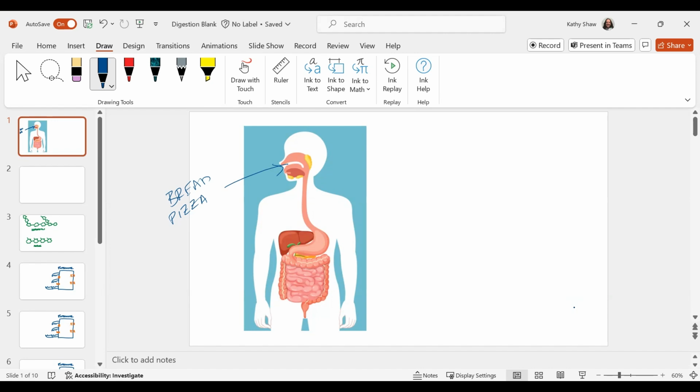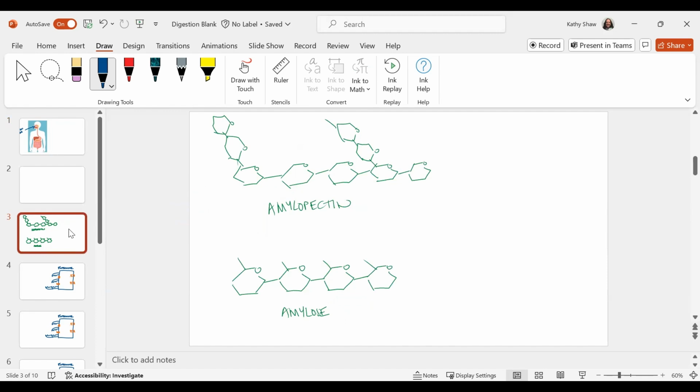But before we can talk about breaking them down with enzymes, we have to talk about what they are and exactly what the structure is. Primarily what we're going to get from bread, pizza crust, pasta, whatever, is amylopectin, our branched carbohydrate. We're also going to get some amylose. So the first thing we need to do is talk about the bonding in those molecules, starting with a molecule of amylose.